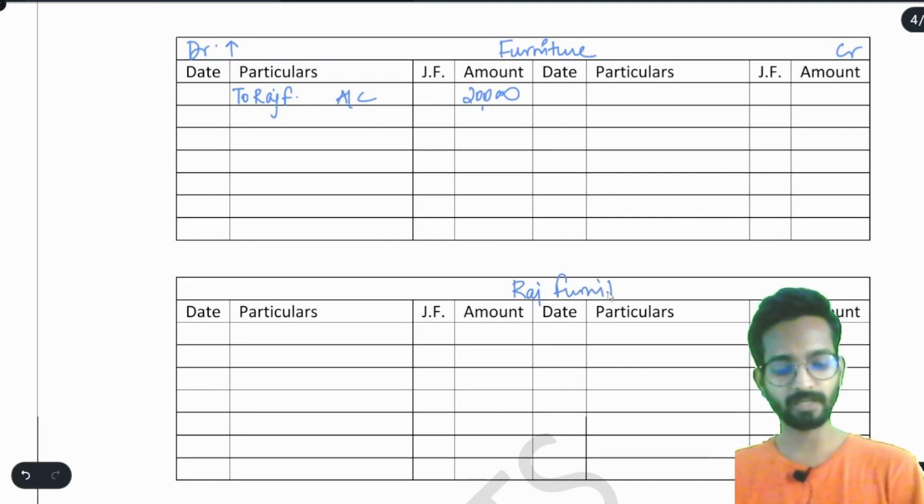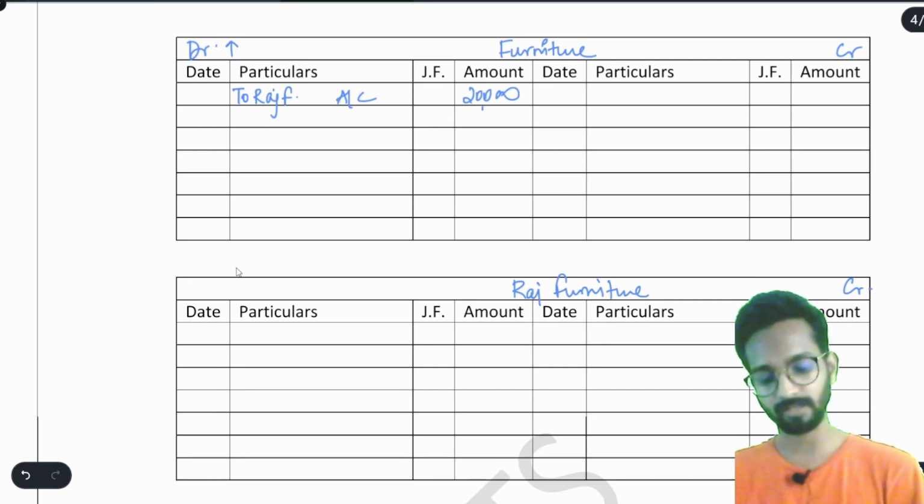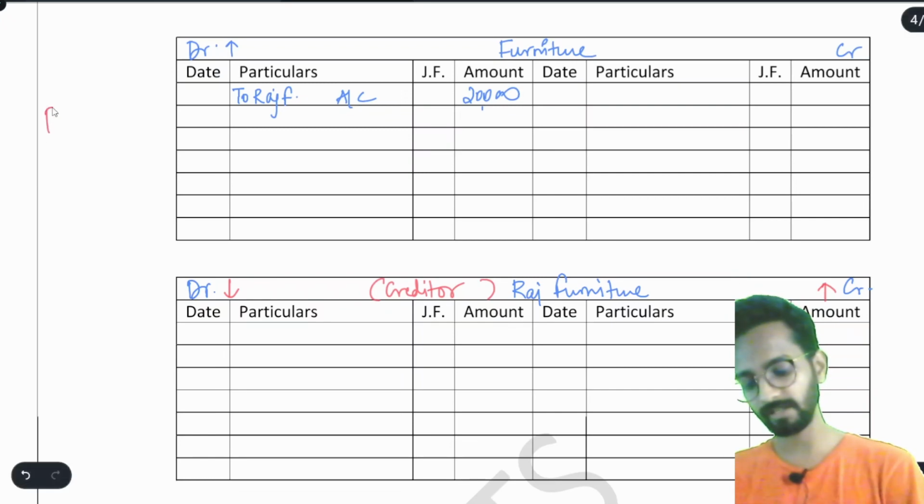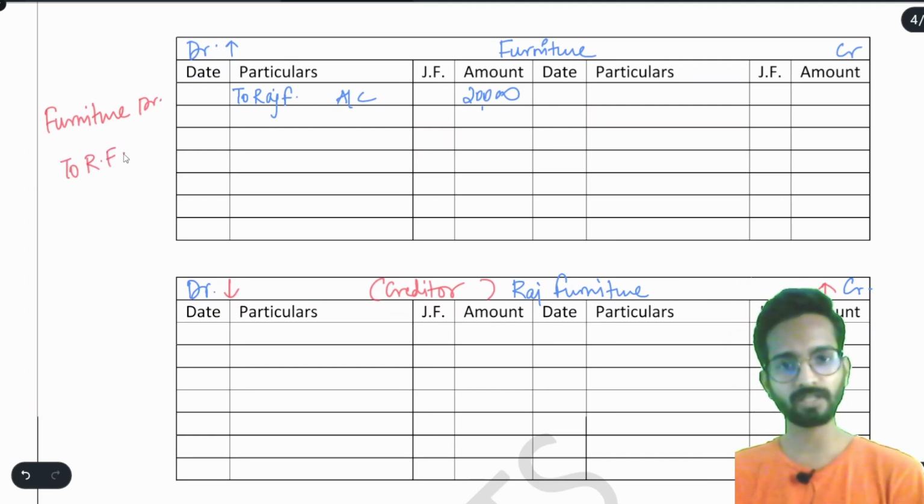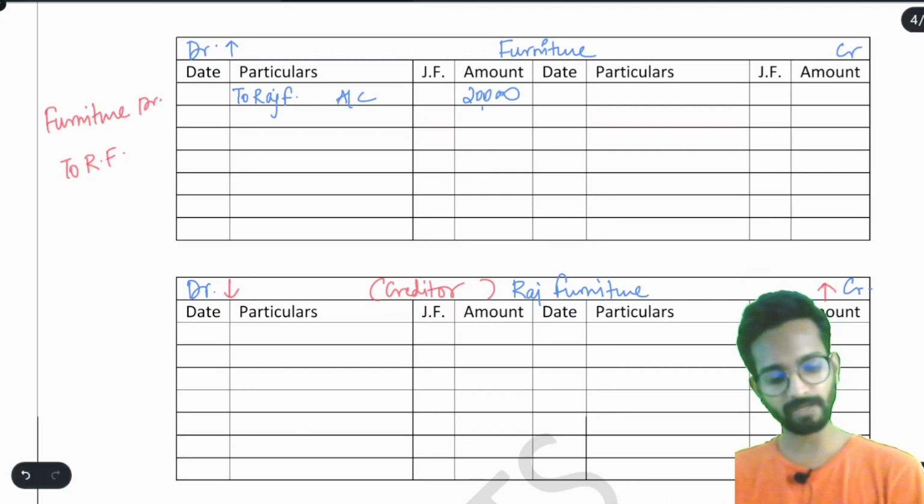Why am I making a Raj Furniture account? Because we have not made any payment. Okay, we have purchased on credit. So Raj Furniture has become my creditor. We know creditor is a liability. Credit side increase, debit side decrease. What is our journal entry? If I have to write the journal entry, it will be furniture account debit to Raj Furnitures. That only we are posting in the ledger directly. Okay. So in Raj Furniture, what will we write? We will write here by furniture. How much? 20,000. Simple enough?